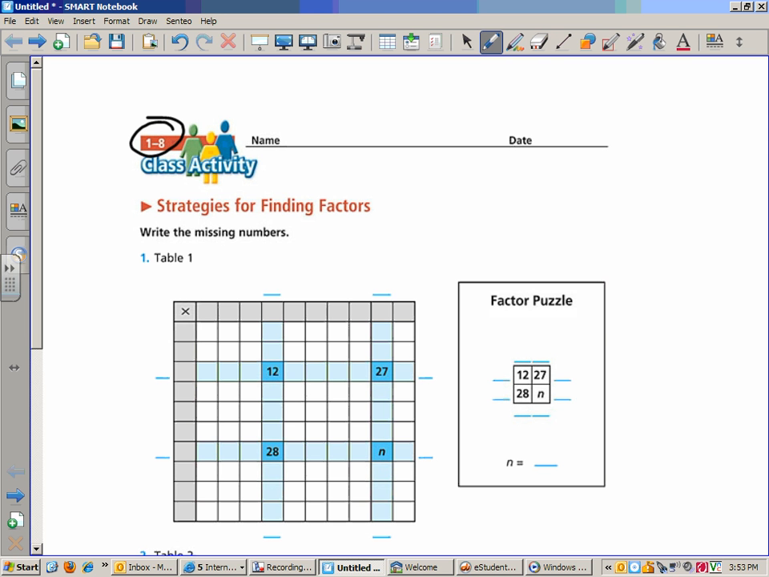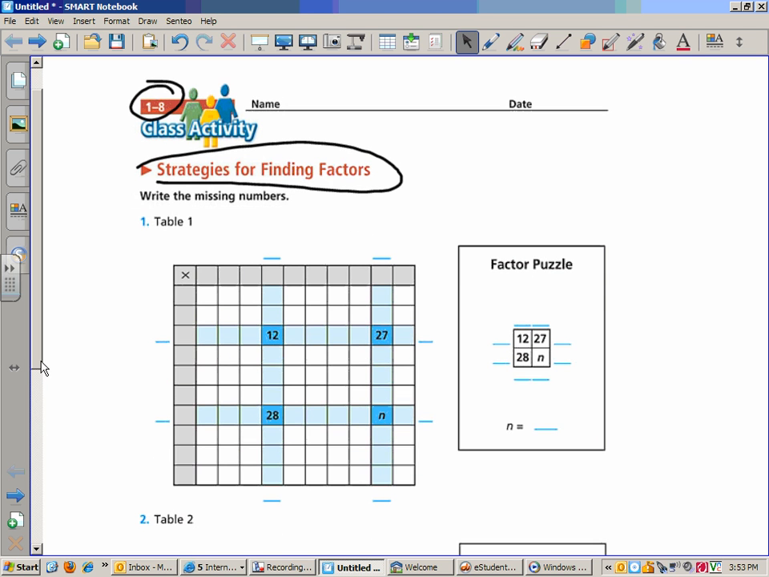What we're going to be doing is finding strategies for looking at factors or finding factors in multiplication. So we're going to be practicing with some factor puzzles and looking at multiplication charts, and then hopefully at the end of the day we'll have some time to play a game together. So let's go over what I'm talking about when I say factors.